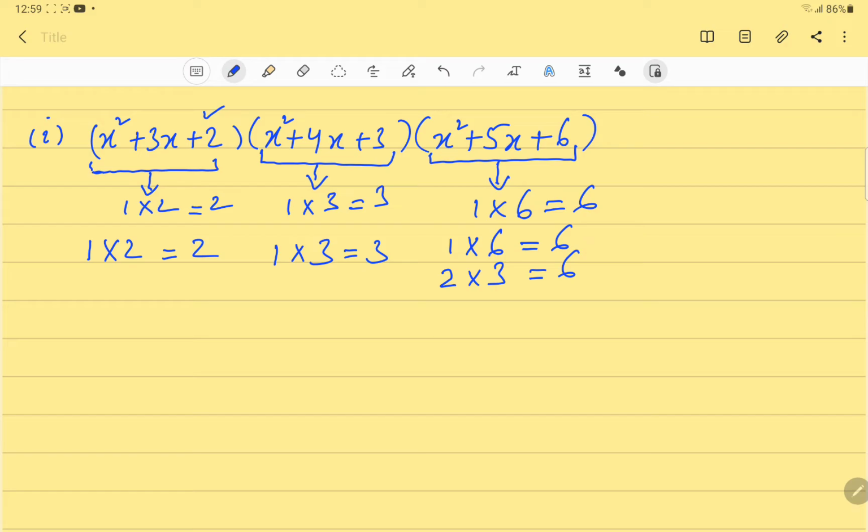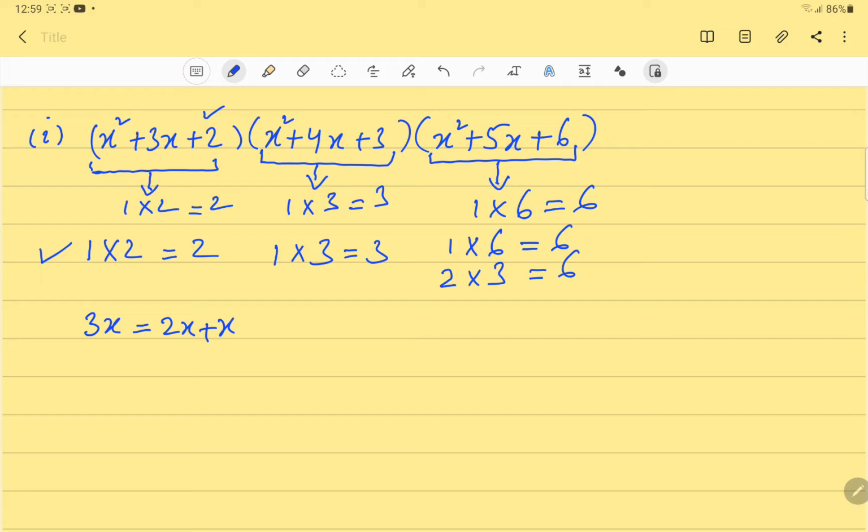In the first bracket, now we have to see if with the help of the pairs of factors which we have written, we can break down the term 3x. So we have to see if 2 plus 1 or 2 minus 1 will be equal to 3 or not. Obviously, if we add 2 and 1, it will come out to be 3. So 2 plus 1 is equal to 3. So 3x can be written as 2x plus x.